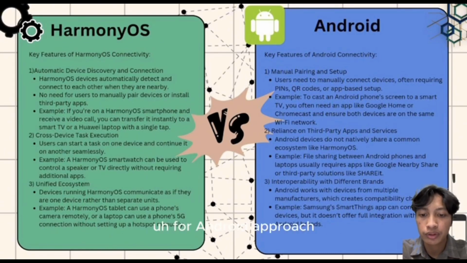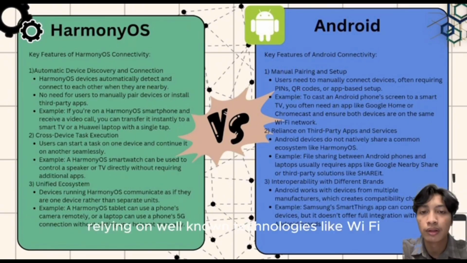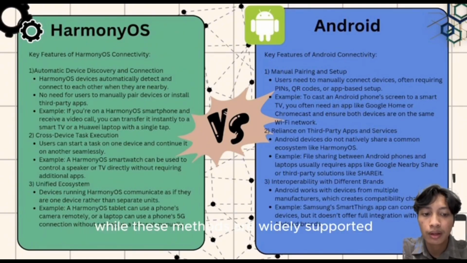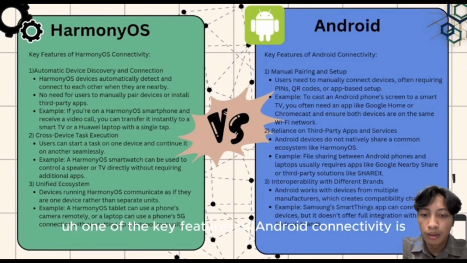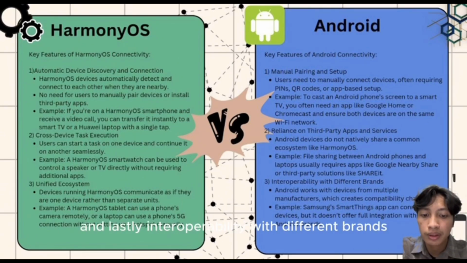For the Android approach, in contrast, Android follows a more conventional approach to device connections, relying on well-known technologies like Wi-Fi, Bluetooth, and NFC. While these methods are widely supported, they often require manual setup and third-party apps. One of the key features of Android connectivity is manual pairing and setup. Another one is reliance on third-party apps and services. And lastly, interoperability with different brands.